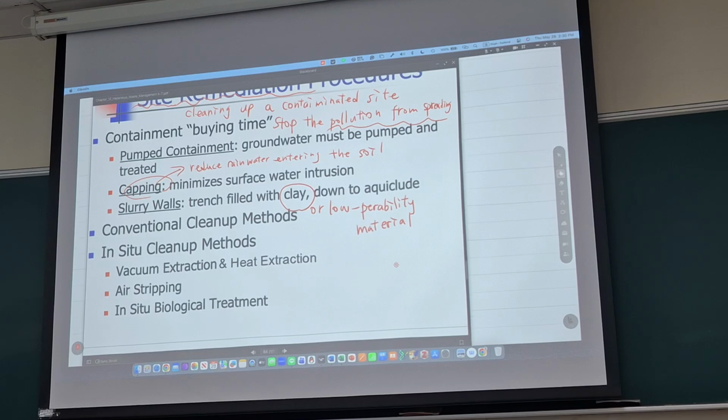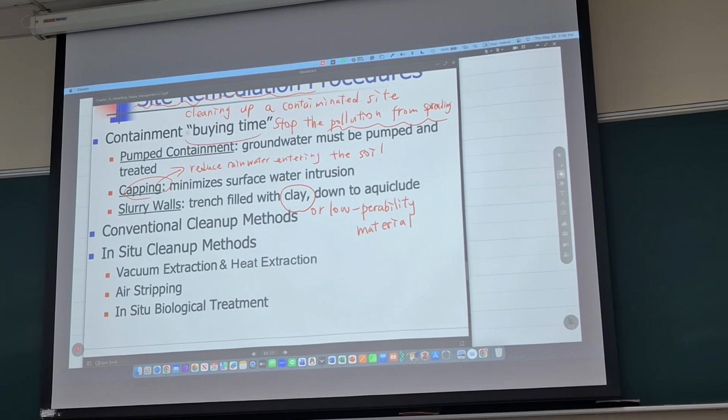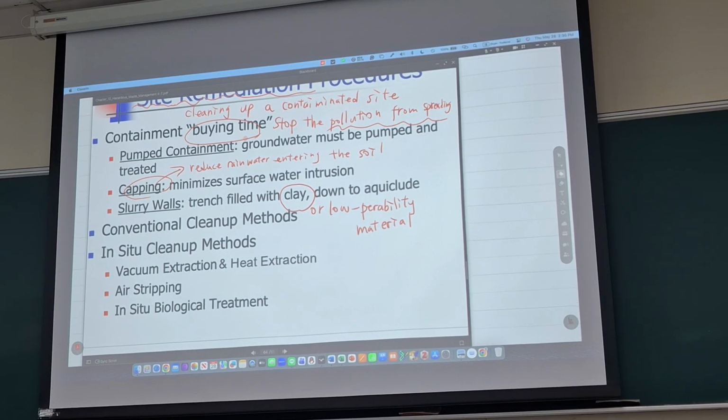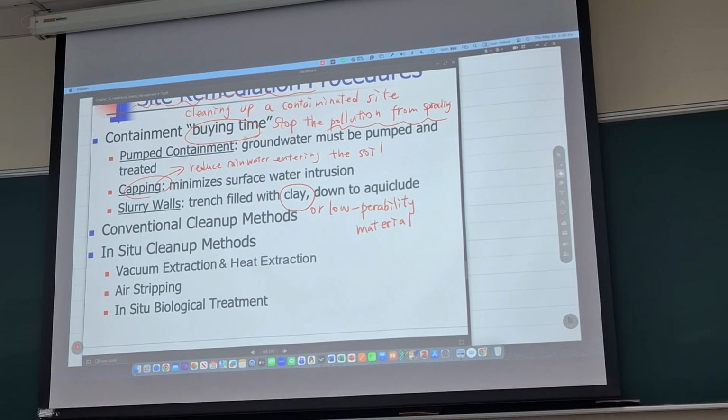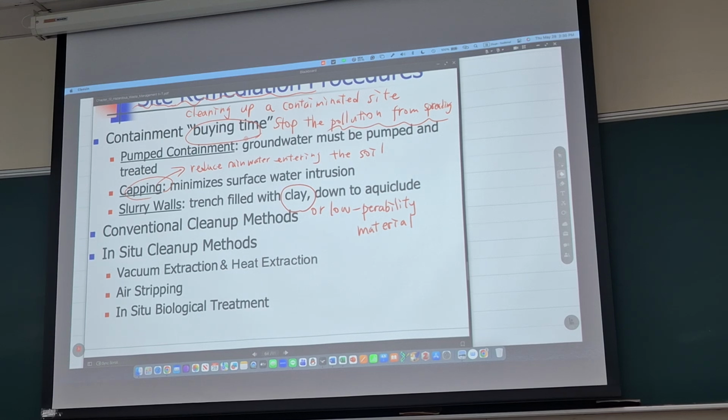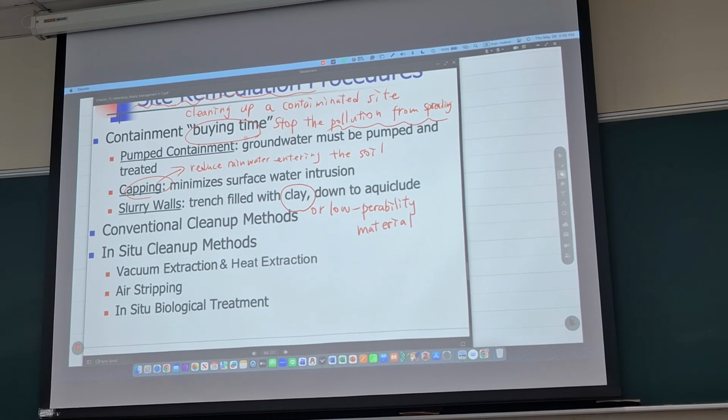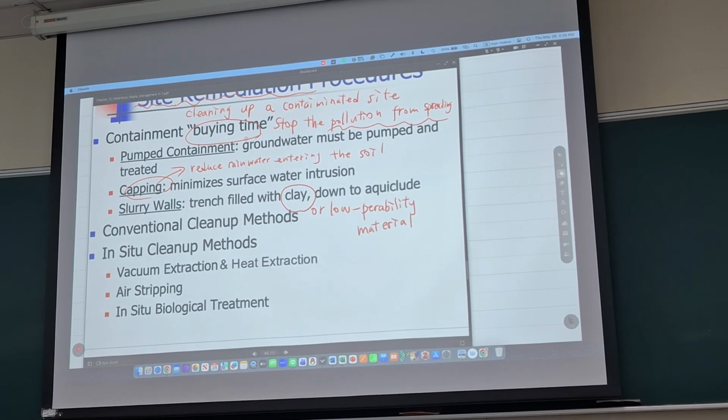So that's why I mentioned binding time. We try to stop the pollution from spreading with binding time. For example, like we try to use binding time to prevent the COVID-19 virus from spreading, right?